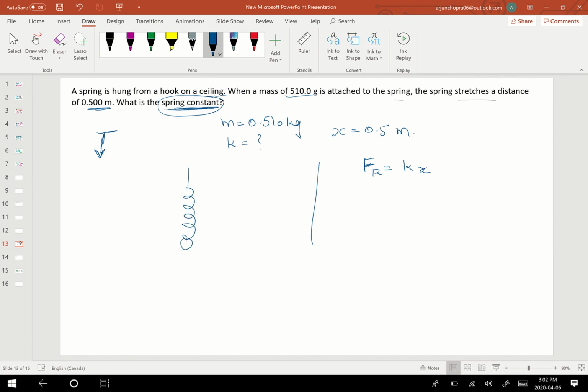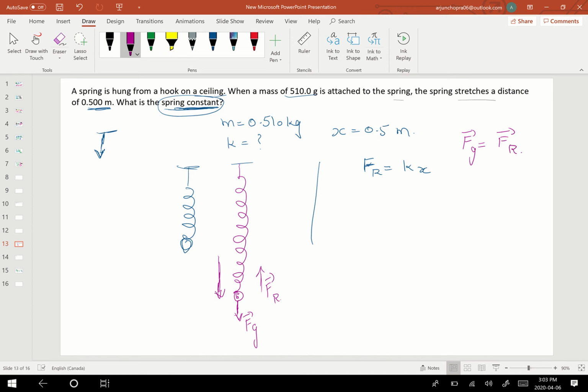So there's a mass attached to this spring. Once I attach the mass, the spring gets pulled in the downward direction like this. This is the displacement in the negative direction, which generates an opposite force Fr. And why is this mass pulling the spring in the downward direction? Because of the gravitational force. So I can say Fg is equal to Fr.